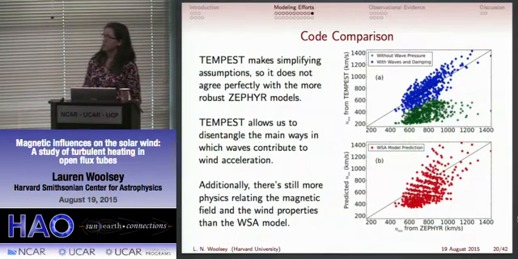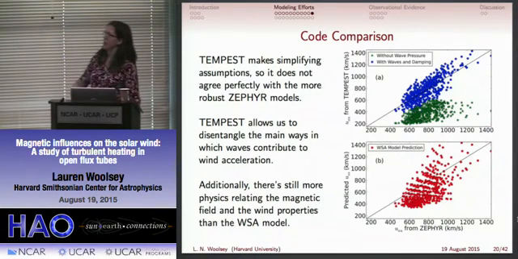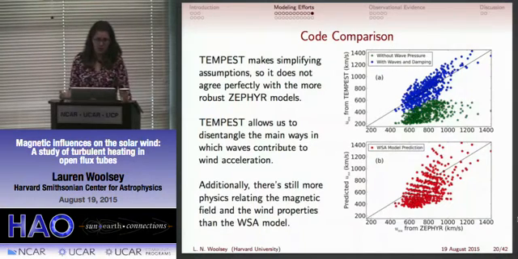And what we found is that TEMPEST, while it makes simplifying assumptions, so it's not going to be the exact same answer, there's actually very strong agreement between TEMPEST and ZEPHYR. So these blue lines at the top right are when you have TEMPEST, and TEMPEST is on the y-axis and the ZEPHYR speeds are on the x-axis. So if it was all the same physics and all the same coding and just a different name, everything would lie along this black line. And you see that everything clusters very tightly around it.